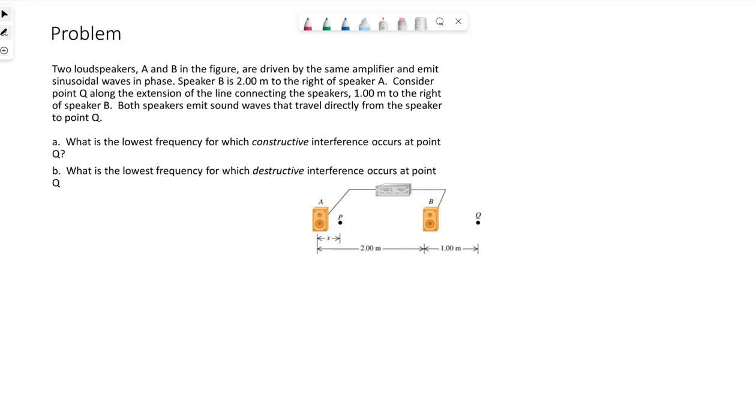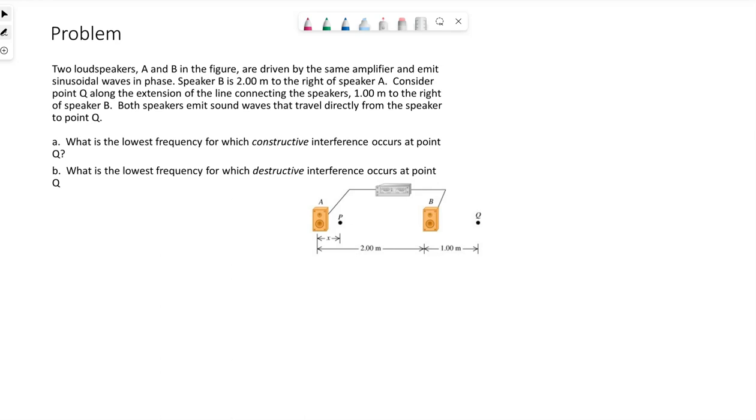We have an example problem here. We have two loudspeakers, A and B in the figure, driven by the same amplifier and emitting sinusoidal waves in phase. Speaker B is 2 meters to the right of speaker A. Consider point Q along the extension of the line connecting the speakers, 1 meter to the right of speaker B.